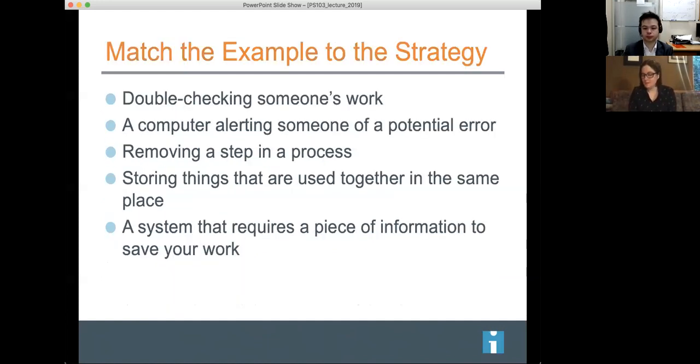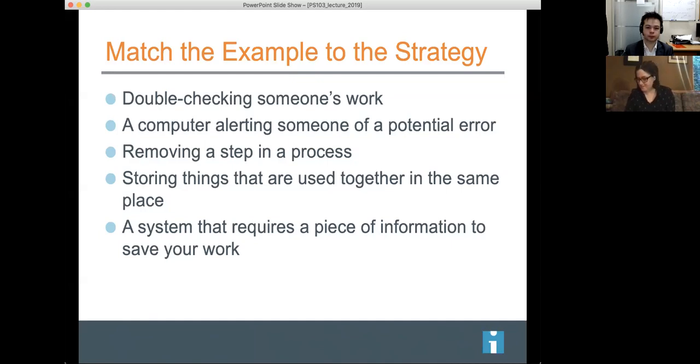Right. So it's a little exercise now. We've got a couple of examples of strategies here, and then you've got to add, I guess, the principle behind it. So if you'd like to have a look at these examples, think about what the strategy is that matches this thing. So double checking someone's work. An example is that's the use of redundancy.